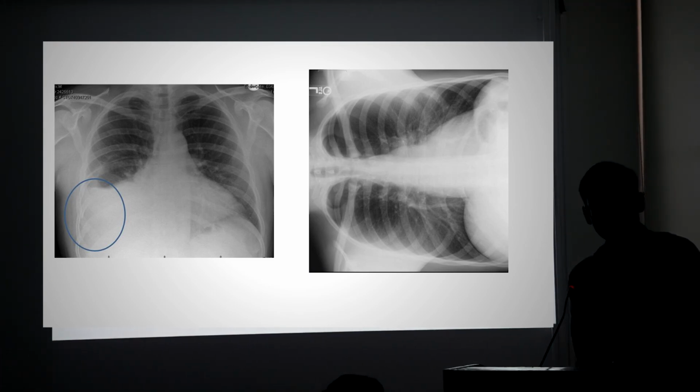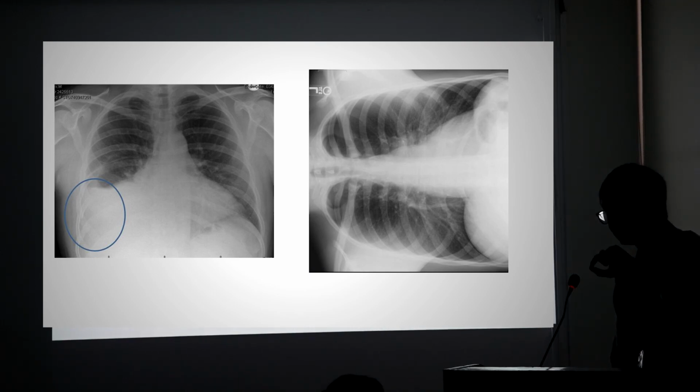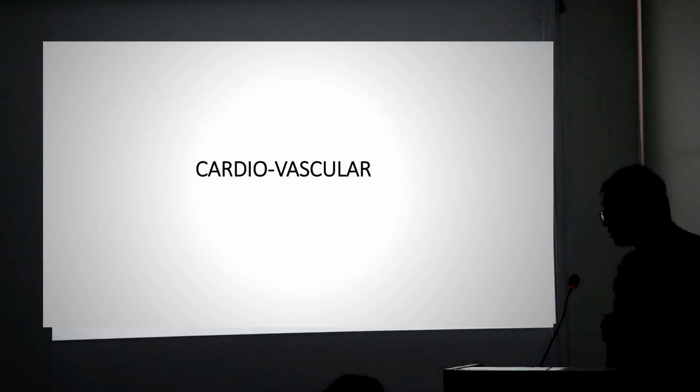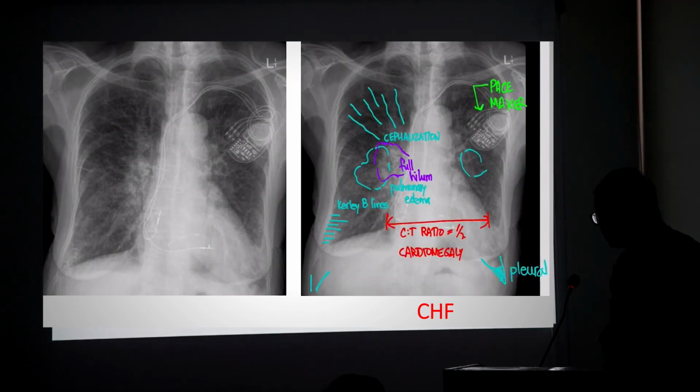So if you are not able to understand where there is a rib fracture, you can always rotate the X-ray and see like this. The rib fractures are easily made out if we rotate the X-ray and see like this.